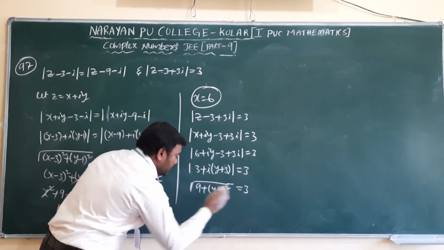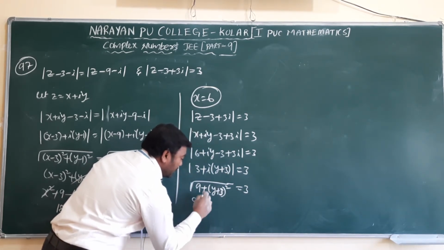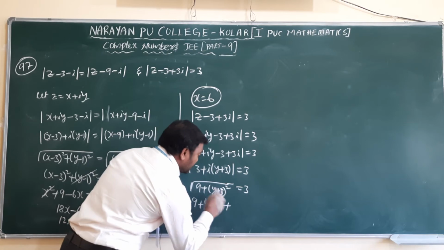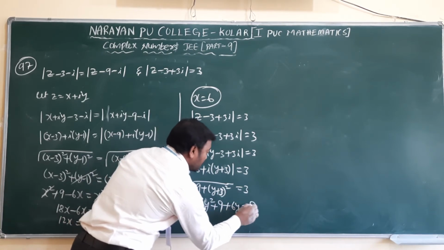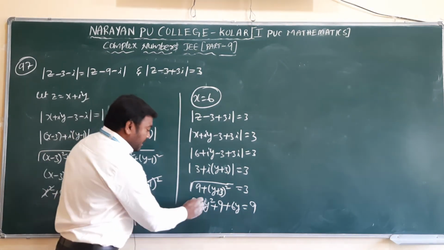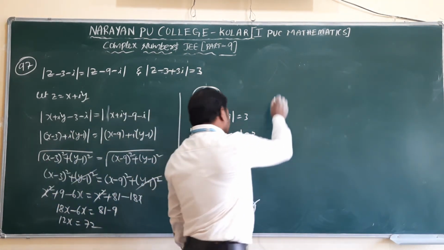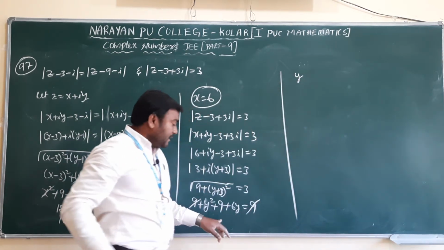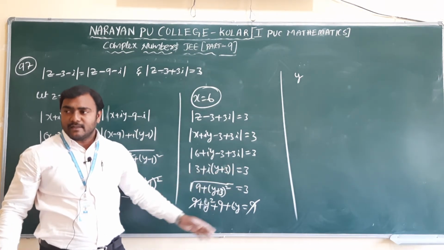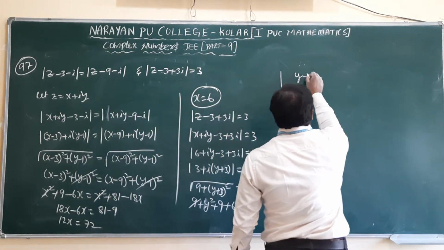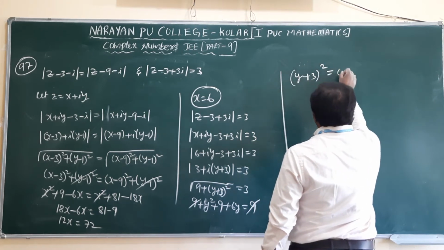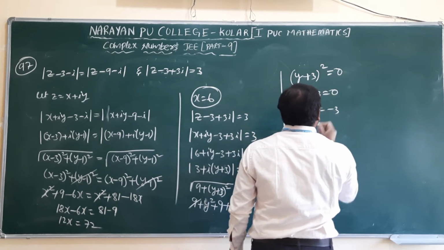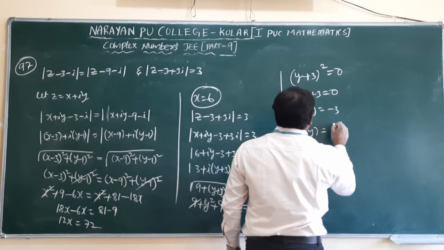Squaring both sides we get 9 + (y + 3)², applying the (a + b)² formula, y² + 9 + 6y = 3², which is 9. Here 9 gets cancelled, remaining y² + 6y, it can be written directly as (y + 3)² = 0. So y + 3 = 0, y = −3. Here the x, y values are (6, −3).